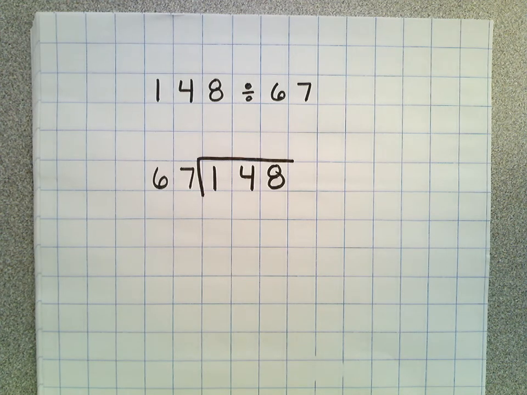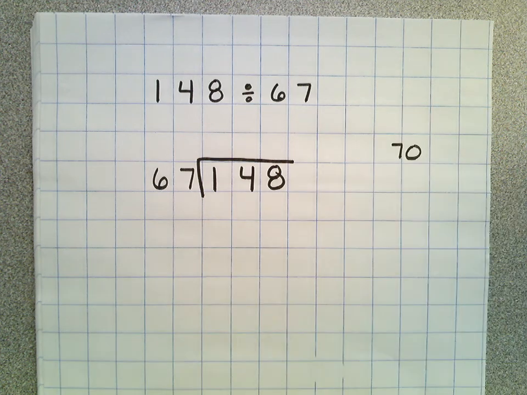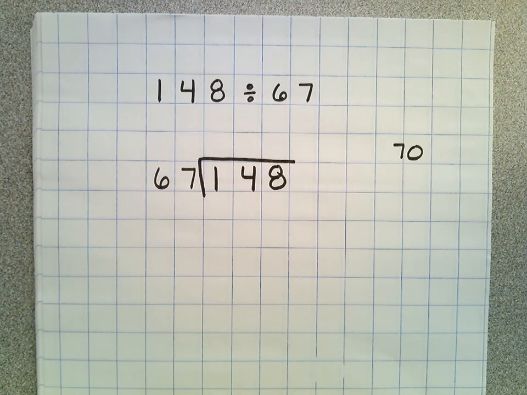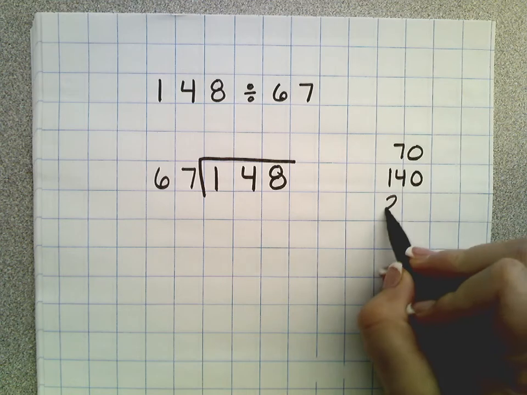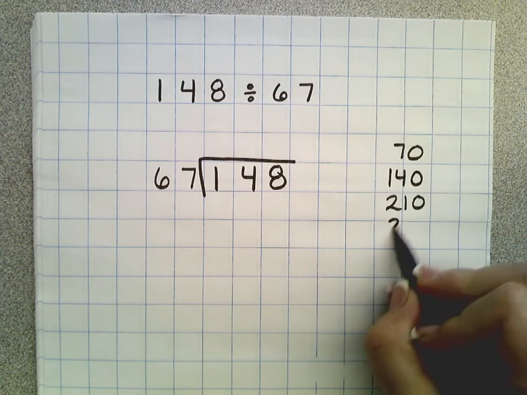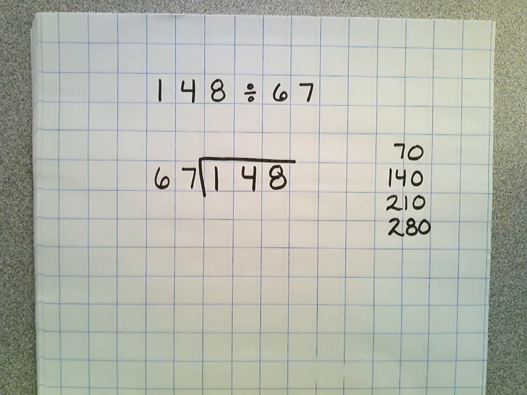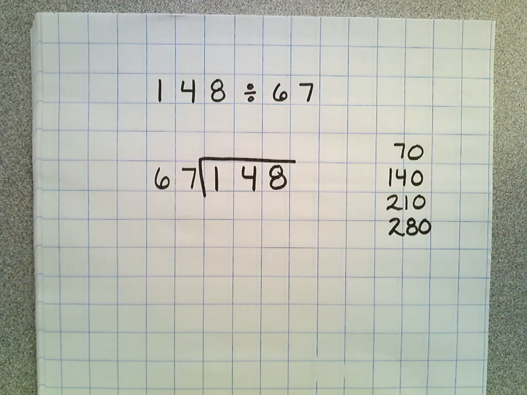Since we're doing 67, in order to get a quick estimate, I usually round 67. Since 67 is closer to 70 than it is to 60, I use 70. We're going to do some skip counting with 70. If we know our 7 facts, it helps pretty much. So 70, 140, 210, 280. I'm going to stop there. If I need to do more later, I will. Now we're ready to start our division.